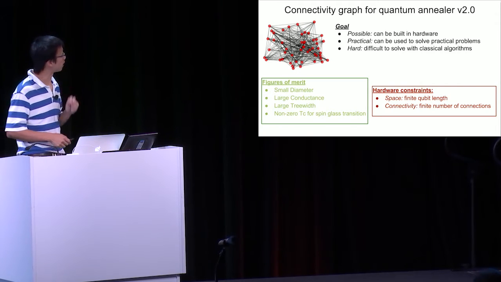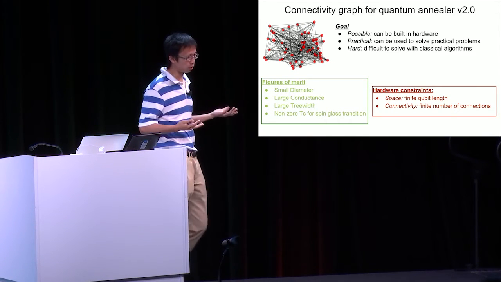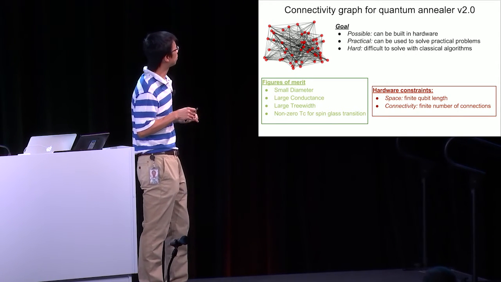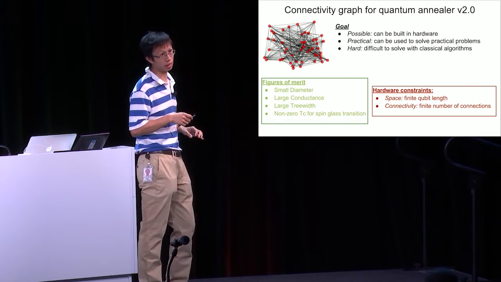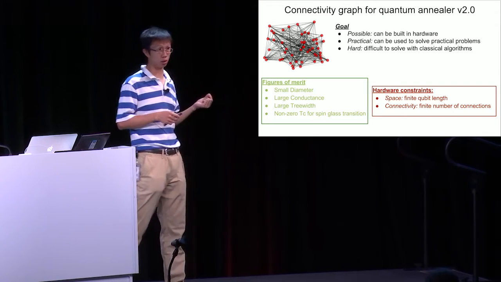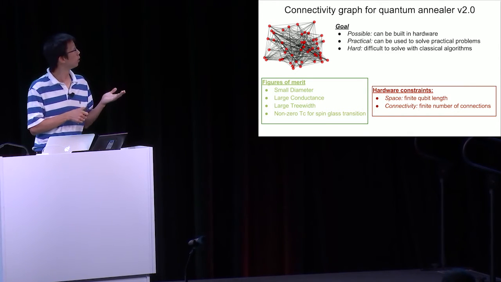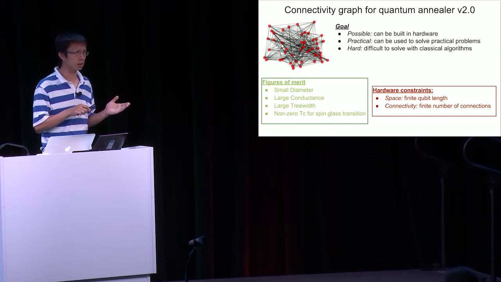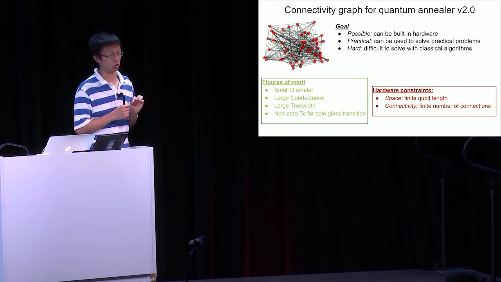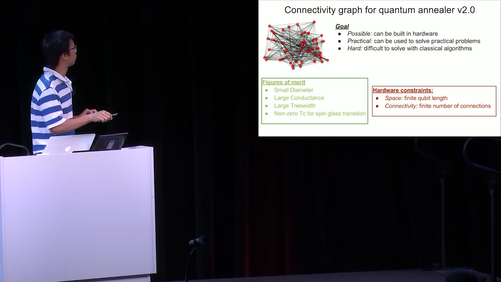This brings me to this slide. So the goal for us to build a connected graph for our Quantum Annealer version 2.0 is, first of all, it has to be possible. In other words, the graph we're trying to design has to be possible to build in hardware. Second, it has to be practical. The graph you're trying to build can be used to solve practical problems. And finally, this graph has to be dense enough, complicated enough, such that it's not easy for the classical algorithm to solve.